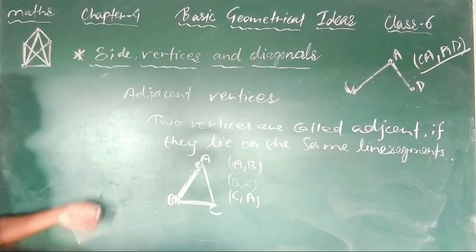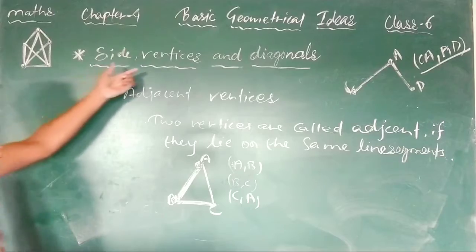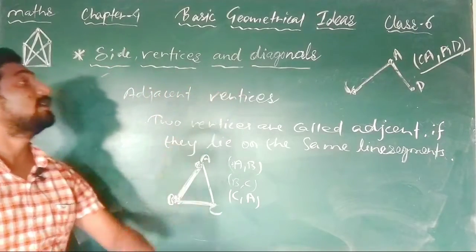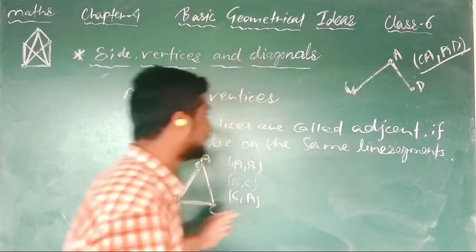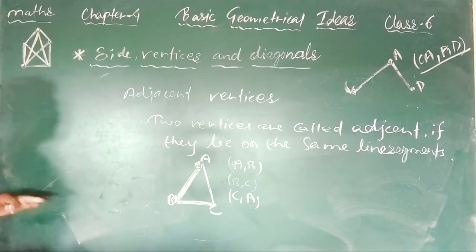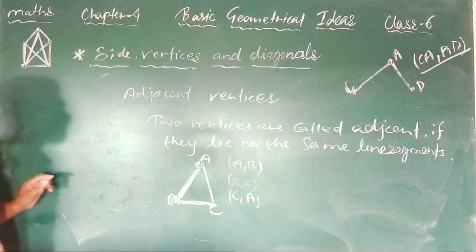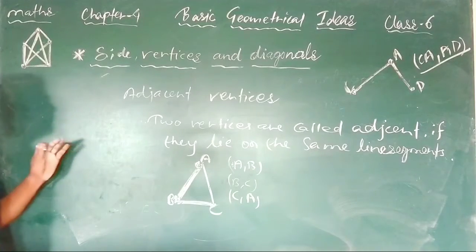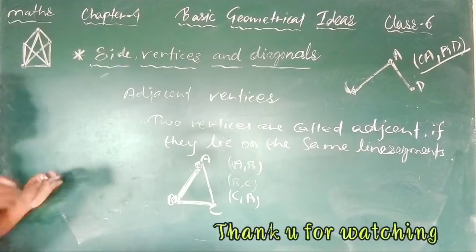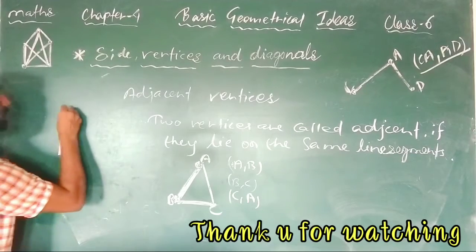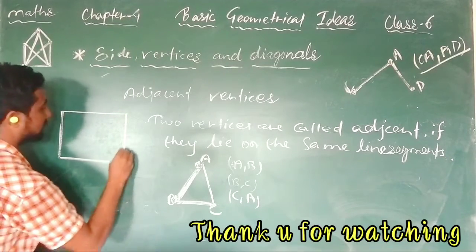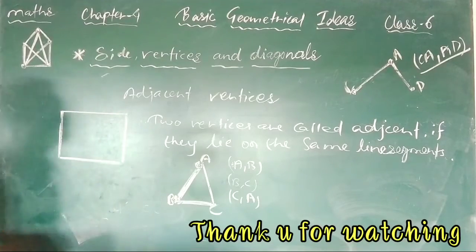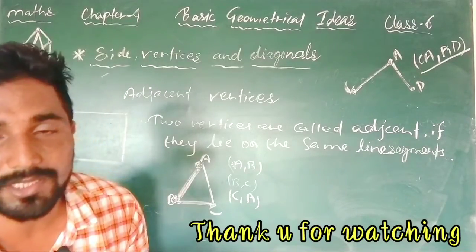In the same manner you have seen adjacent sides, adjacent vertices, and diagonals. For diagonal there is no term adjacent diagonal. After that, one more term is there. Actually it is not written in the topic, but it is part of this, so I will make you understand. Adjacent angle also you understand. Two angles are called adjacent if they are on the same side.